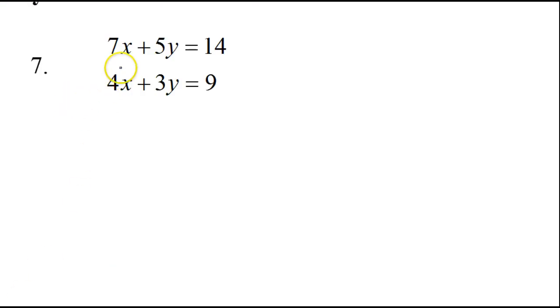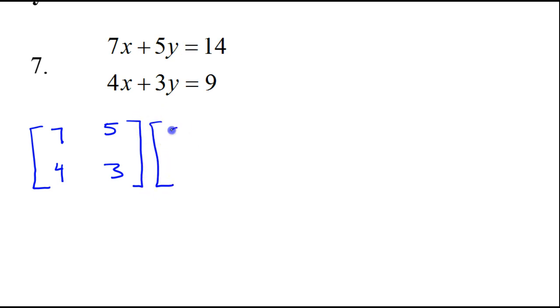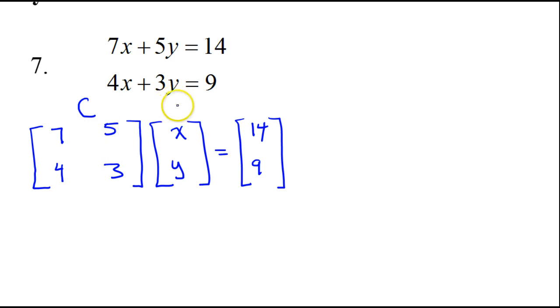Alright, let's do it again for number 7. I see the coefficients here, so I will build the coefficient matrix 7, 5, 4, and 3. The variables are x and y again, so I will build my variable matrix x and y, and I will set that equal to the answers 14 and 9. So I have 3 matrices here. I will call this matrix C for coefficient matrix, I will call this matrix V for variable matrix, and I will call this matrix A for answer matrix.